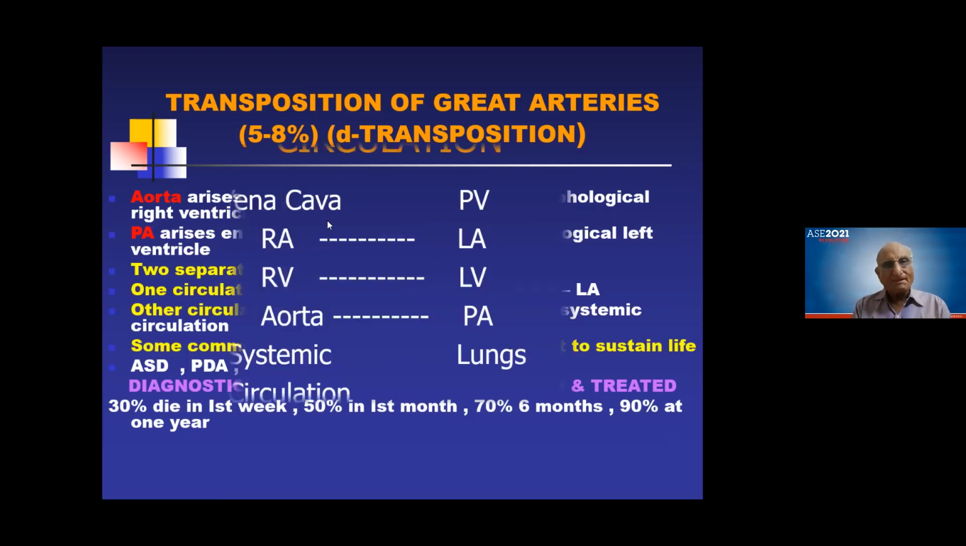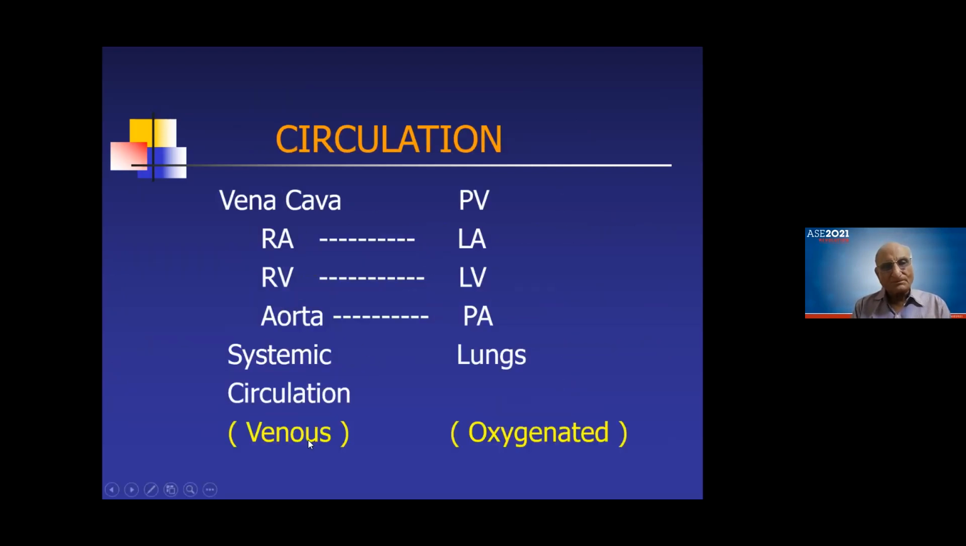Now, for example, you see what happened now. Suppose you take only this circulation. All the inferior and the superior vena cava blood goes to the RA. From the RA it goes to the RV. From the RV it goes to the aorta. Then the systemic circulation. So in that, this is taken into consideration.